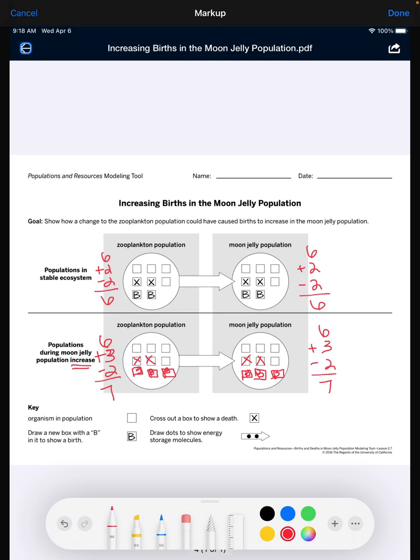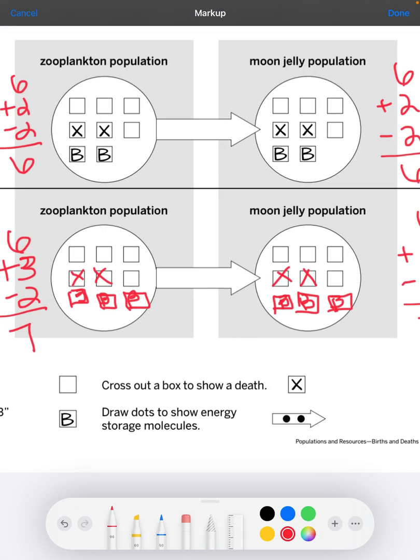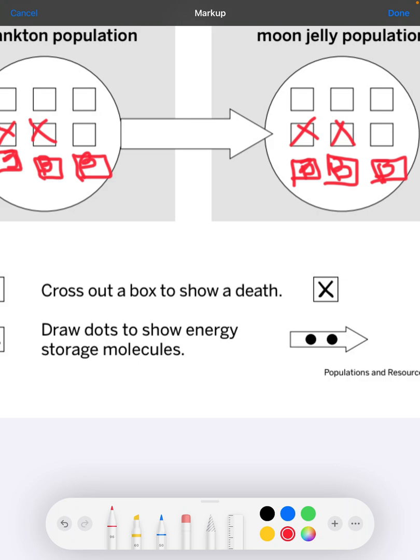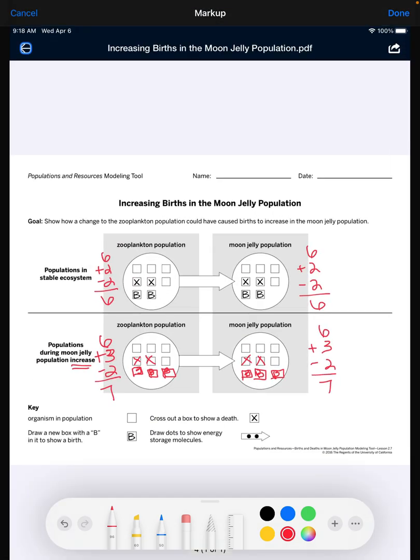Now the last little piece on this is I want you to take a look down at the key. We've got a new thing that we can model, and that's to draw dots to show energy storage molecules, okay? So we know that ESMs come from the resource population and they go to the consumer population, right? That's what this little arrow is for. But we need to model that.